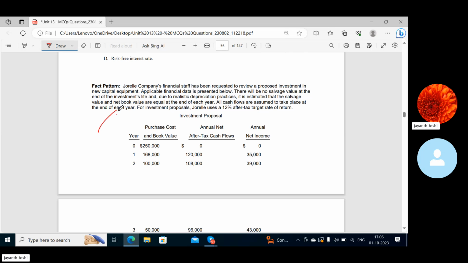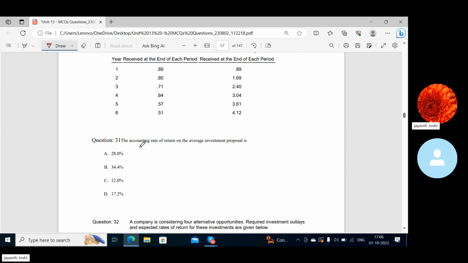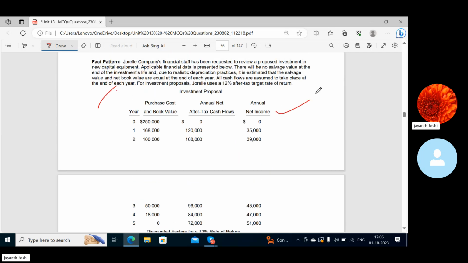Again, the same question which we have already discussed, but they are asking something else. The accounting rate of return on average investment proposal is. So what is the formula for accounting rate of return? The approach will change. You have to take the annual net income. Accounting rate of return is nothing but the average income divided by average investment.